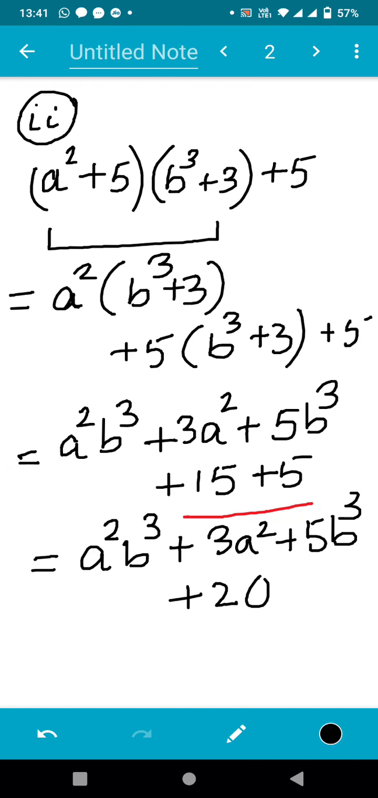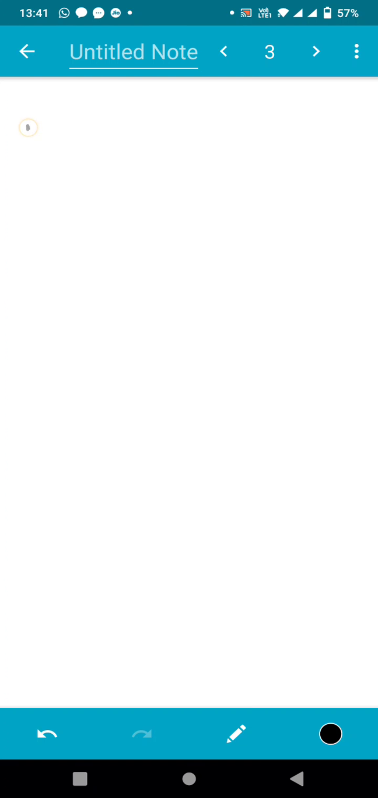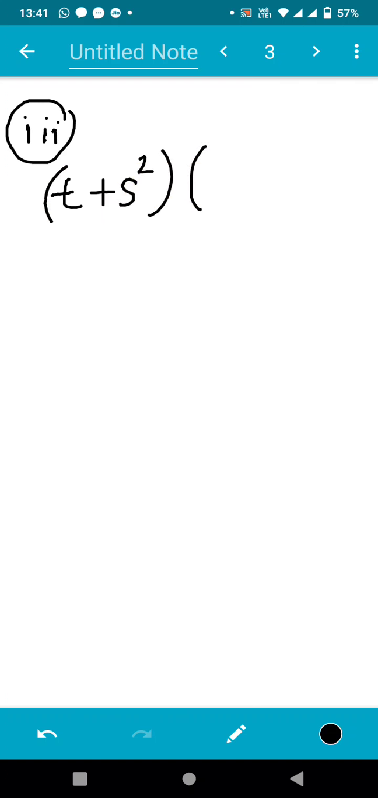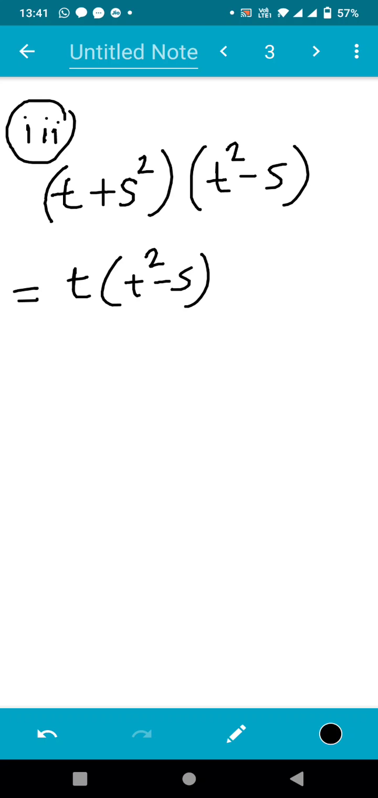Now let's move on to sum number 3. What we have in sum number 3, very easy, is t plus s squared in the first bracket, and in another bracket it is given t squared minus s. Okay, so let's open this bracket. With t we will multiply t squared minus s, and then with plus s squared also. With plus s squared we'll multiply t squared minus s as well.